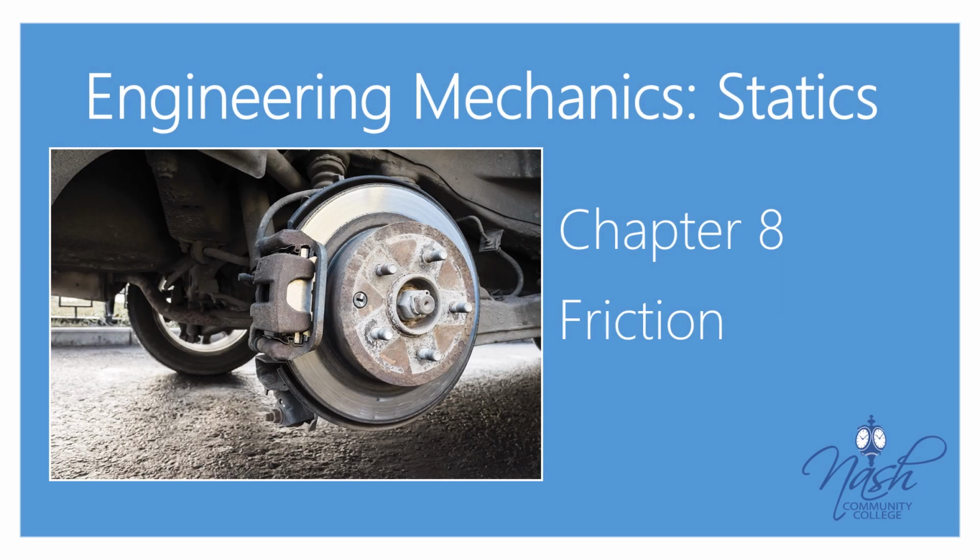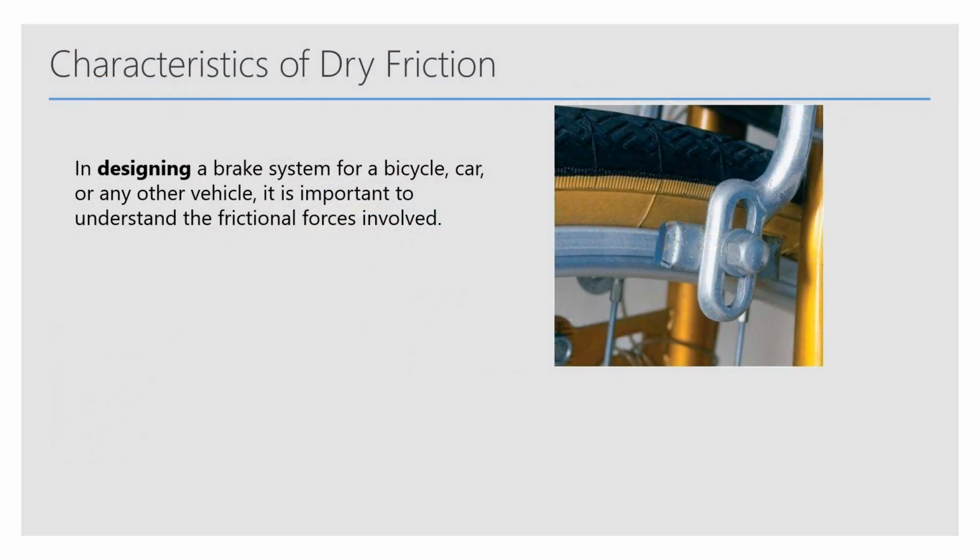This lecture will cover Chapter 8, looking at friction. This will be covering sections 8.1 and 8.2. Section 8.1 looks at the characteristics of dry friction. When we're thinking about friction, normally it's for designing things such as brake systems for bicycles, cars, or anything else that might need frictional forces involved in order to stop the motion of something.